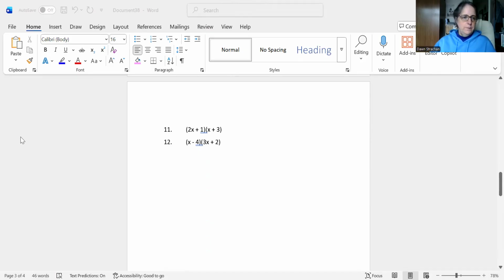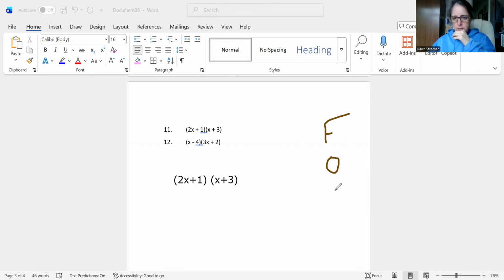Okay, so let's start with our FOIL method. And we'll go 2x plus 1 and x plus 3. Okay, so let's write down the acronym as well. FOIL. So we'll start with the first one. So this time we've got 2x times x. That's the same as 2 times 1 gives us 2. And x times x is x squared. Okay, so we've got 2x squared to get us going.